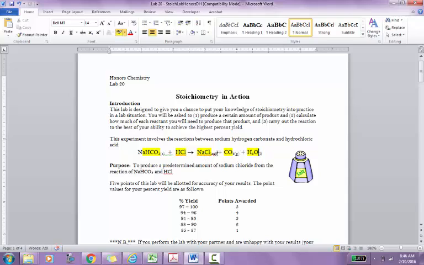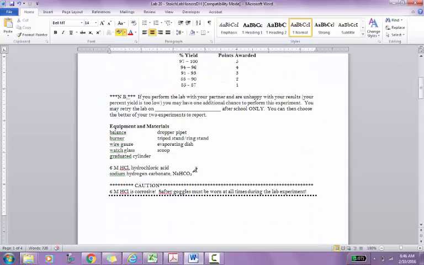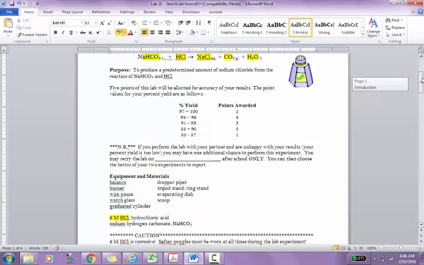So we take something that's pretty corrosive, some hydrochloric acid. If you look down in your equipment and materials section, you'll see that it's 6 molar hydrochloric acid. It's pretty strong stuff. It's about half of the concentration that we buy it at, so please be careful with that. If you spill it at any time, let me know so I can clean it up.